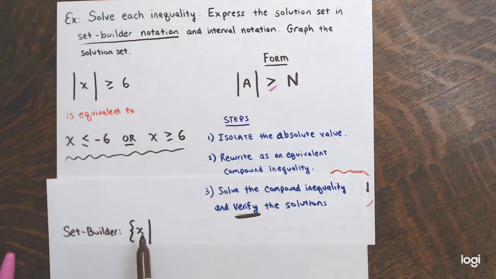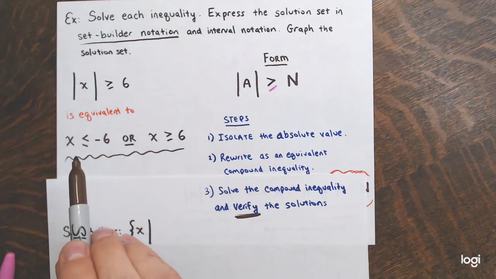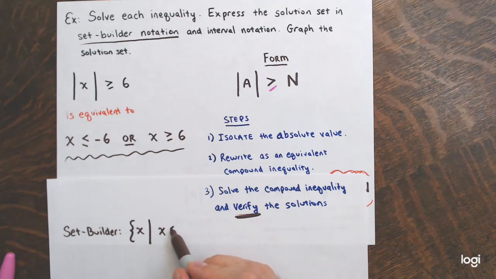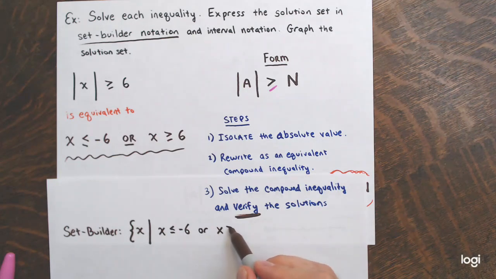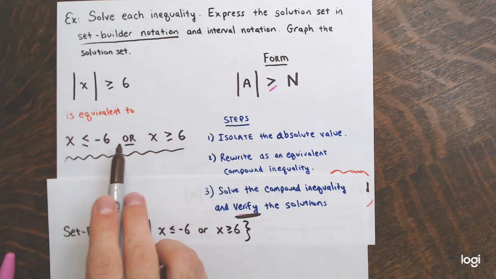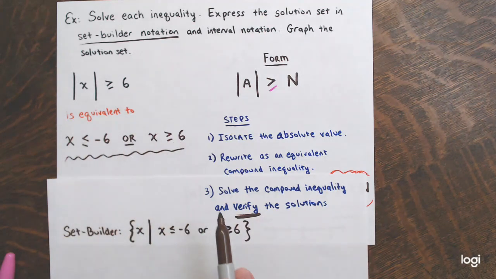So I can use any value of x I wish as long as it's a value that's less than or equal to -6 or greater than or equal to +6. All right. So all I did was write my solution to the compound inequality in this description area after the bar. All right. So this is called set builder notation.